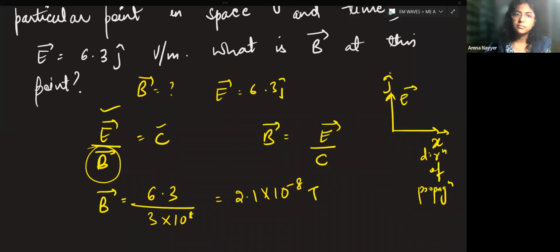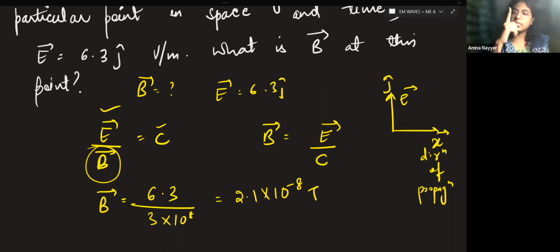Sneha, how will it be i cap, Salman? Direction of propagation, electric field, magnetic field. What was the property that we have discussed in the last class? All these three are mutually perpendicular to each other.